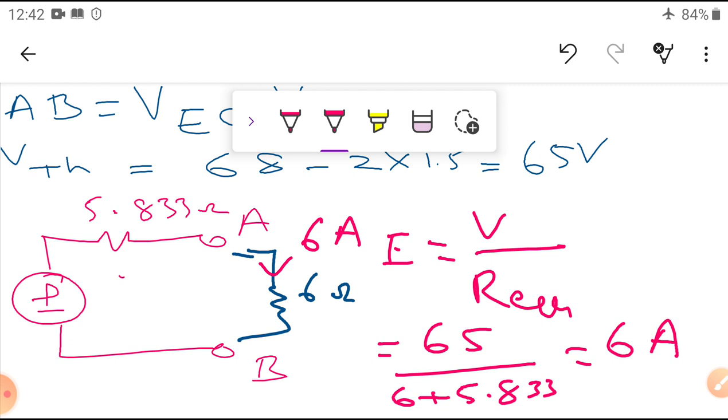Now you can observe, suppose in this case the load is 6 ohms. Suppose another load is 3 ohms. Simply connect the same 3 ohms here. Now 3 plus 5.833 is 8.833, so that is 65 by 8.833 and you get the direct answer. Suppose another load is 100 ohms. 100 plus 5.833 is 105.833, 65 by 105.833, and you get the answer. So you are ready to give solutions for any load that comes. This is known as Thevenin's law.